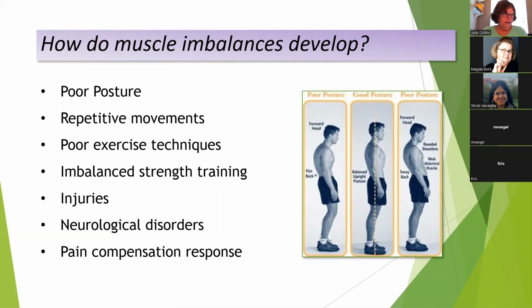Injuries obviously produce a lot of compensation patterning. If your right knee is killing you, you probably will put more weight on the left. So that's that compensation response at the bottom there. And then neurological disorders where there's a nerve that could be impinged and it's causing muscular contraction and imbalance in your body as well.